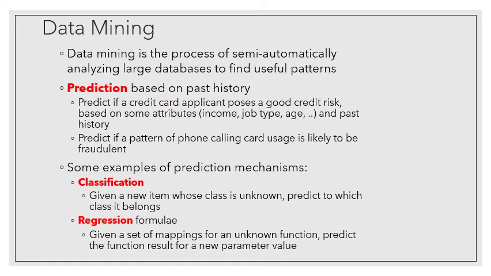First one is the prediction based on past history. For example, predict if a credit card applicant poses a good credit risk based on some attributes like income, job type, age, etc., and past history. Or predict if a pattern of phone calling card usage is likely to be fraudulent, or mail as spam. Then we have classifications. Given a new item whose class is unknown, in classification we predict to which class it belongs. Then we have regression formulae. Given a set of mappings for an unknown function, predict the function result for a new parameter value that we are giving.